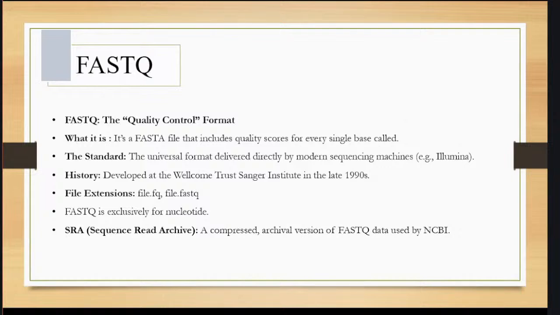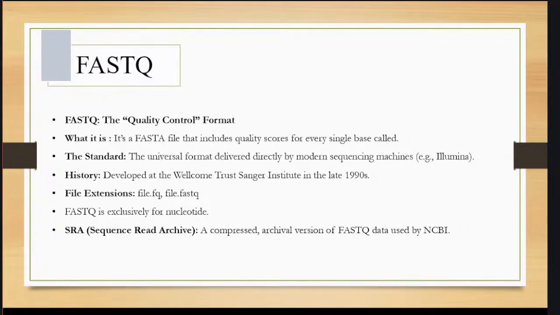This particular FASTQ format is widely used through all the sequencing machines like Illumina or Nanopore. It was developed by the Wellcome Trust Sanger Institute in the late 1990s. As for file extensions, for FASTQ you have to save your file as file.fq or file.fastq, right? So you have to save it in this format, .fq or .fastq.